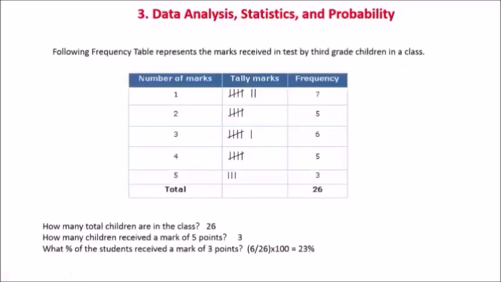So let's move on to the next chart. This chart is called the frequency table, and this data represents the marks. Marks means scores, right? Score, points, or marks mean the same thing. How many marks or points they received in a test by 3rd grade children in a class, okay? So mark 1 means 1 point here.